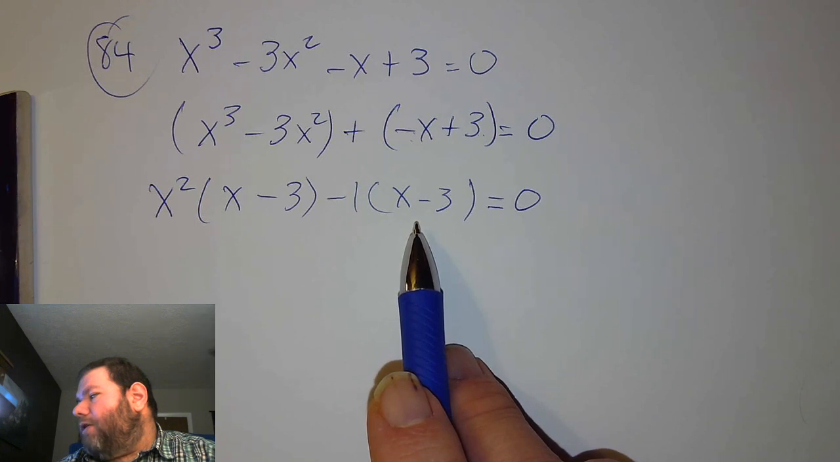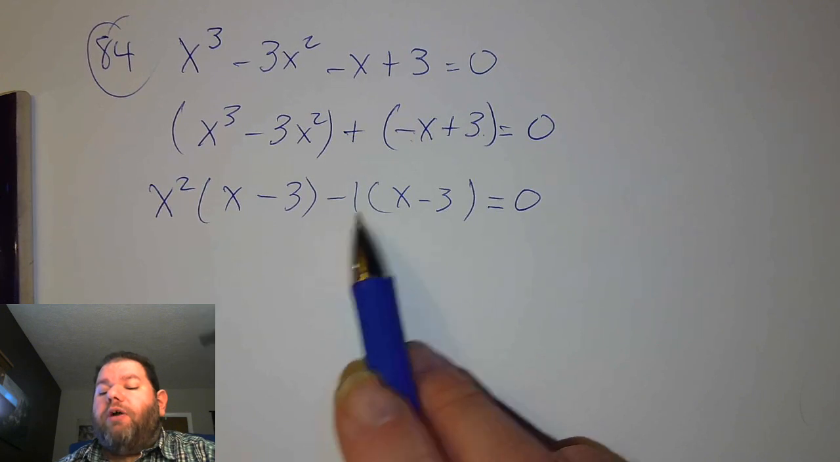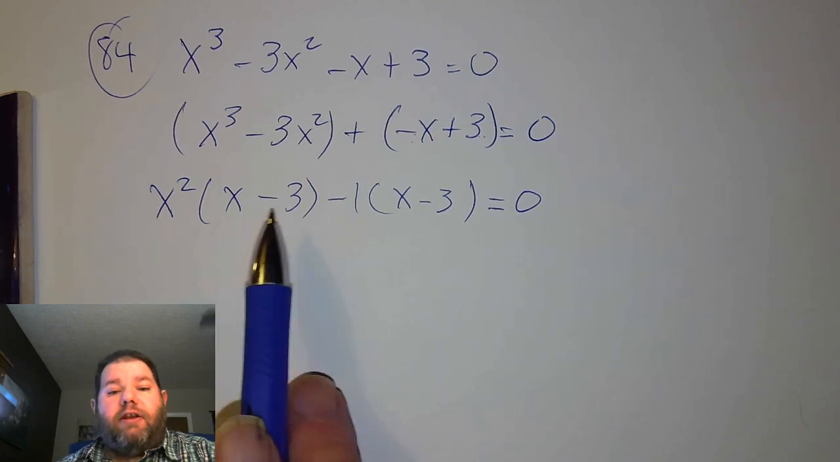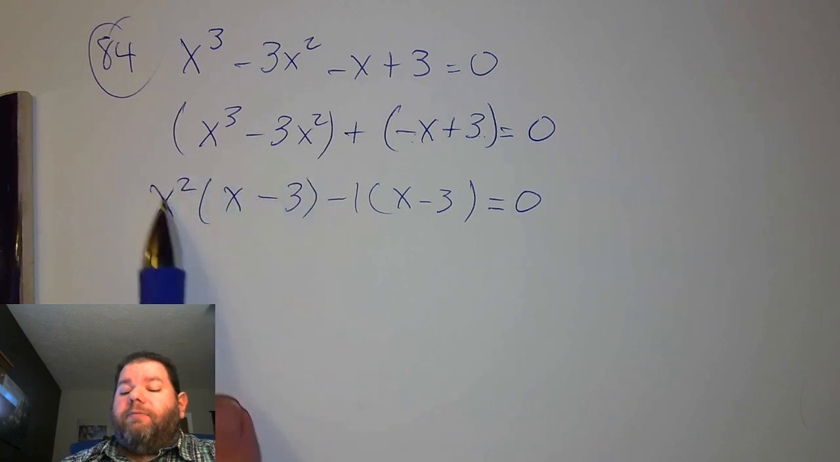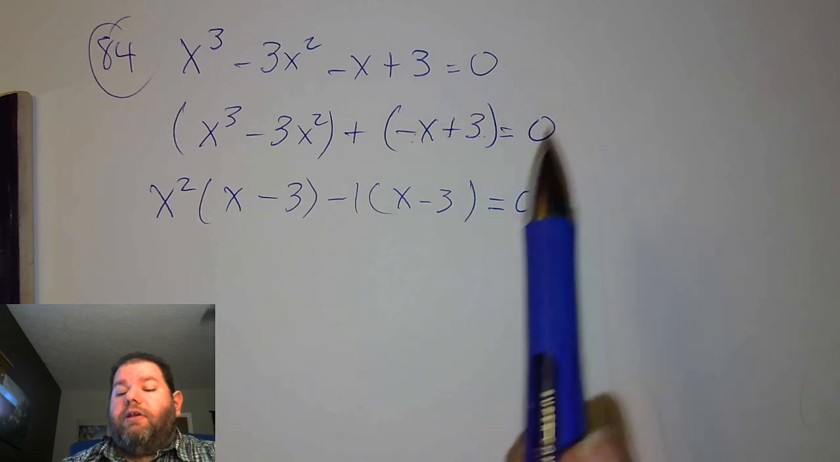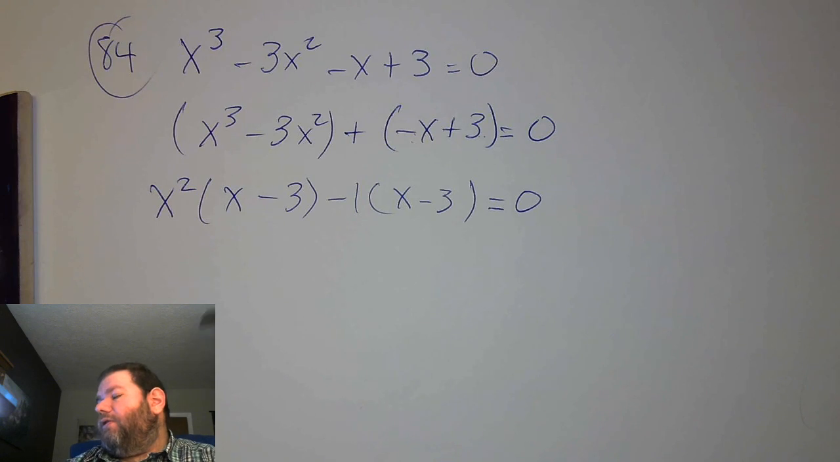Does x minus 3 minus x minus 3 equal 0? Yes, that's correct. However, we cannot subtract those directly because of the factors that exist in front of them. Technically, this expression here is x cubed minus 3x squared, but we've changed how it looks. This expression is negative x plus 3, but we've changed how it looks. So with that product attached to it, that's what prevents us from actually subtracting those terms.